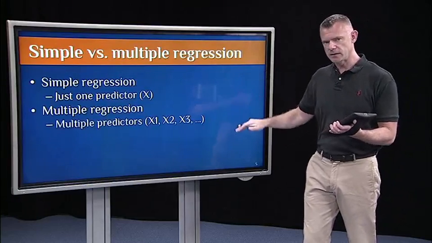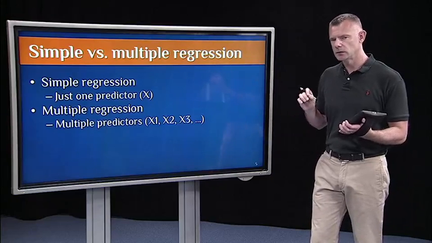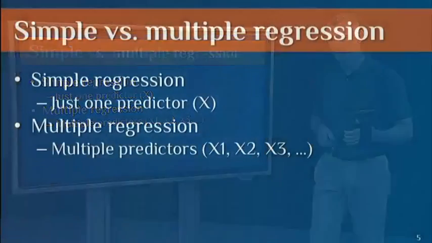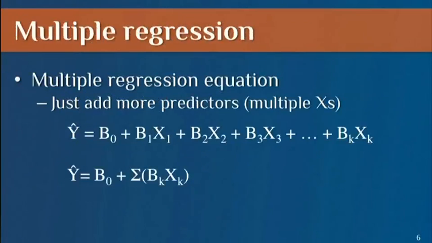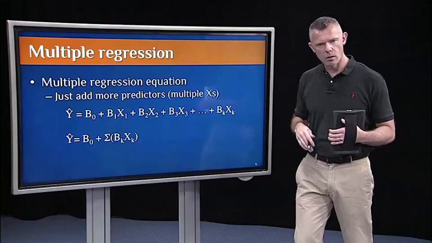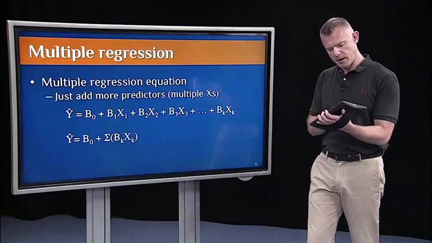Again, just to make the distinction between simple regression and multiple regression real easy: simple regression just has one predictor in the model. Multiple regression, you can have as many predictors as you want. So here's the multiple regression equation. You saw this when we first talked about regression about a week ago. I'm just putting in more predictors. We're going to estimate multiple betas.